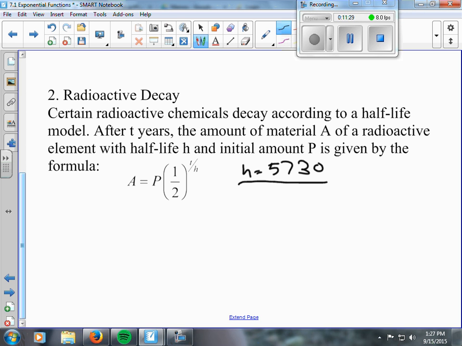T is the amount of time that has elapsed, and your base number is 1/2, and that's because you get half as much as you originally had. P is your initial amount, your principal of, say, carbon 12, and then your amount is the amount that you have as a function of T at that time later. Okay, so we're going to do 3 examples.